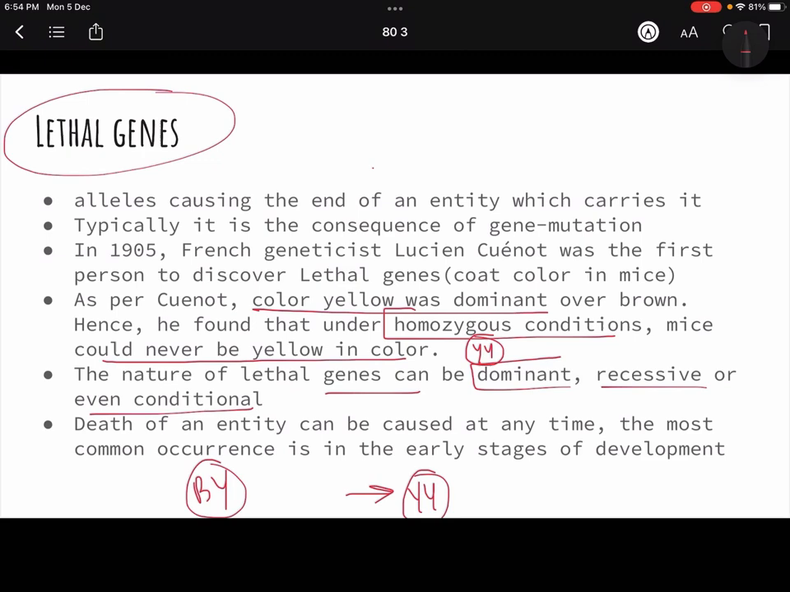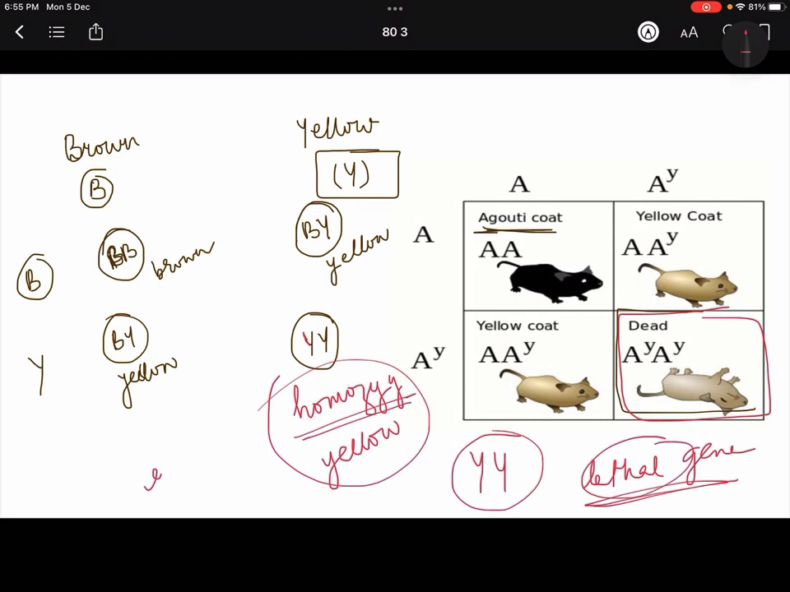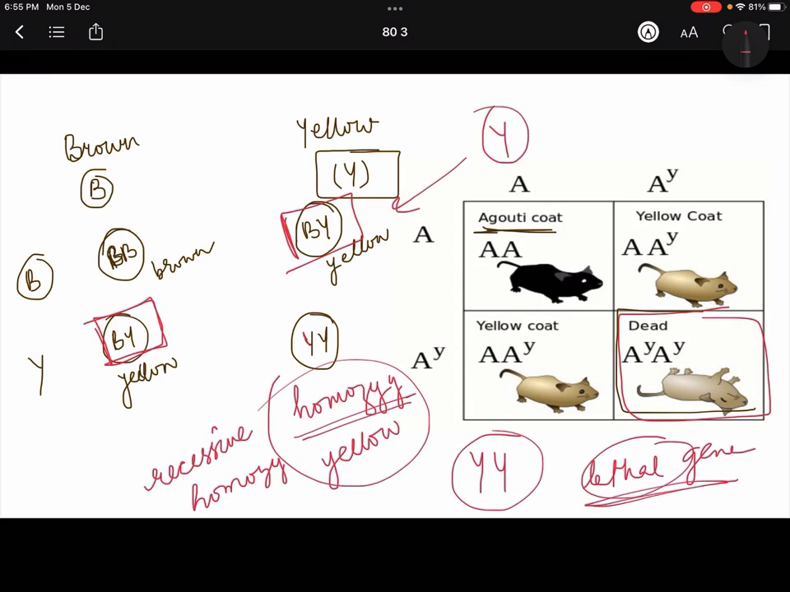So in the mice case, you can say it is a recessive trait because only in the homozygous condition, it is causing the death. Whereas if it is in the heterozygous condition, when the Y allele is taken in a heterozygous format, it is not causing death, but it is causing death when it is in the homozygous form. So that is why lethal genes can be recessive or dominant, and what is the difference precisely?